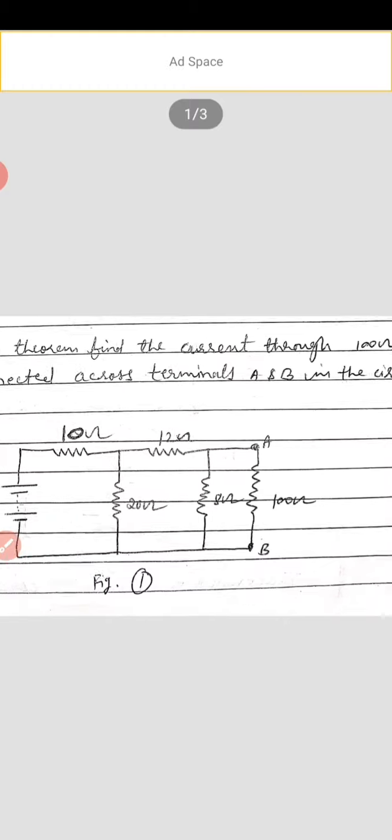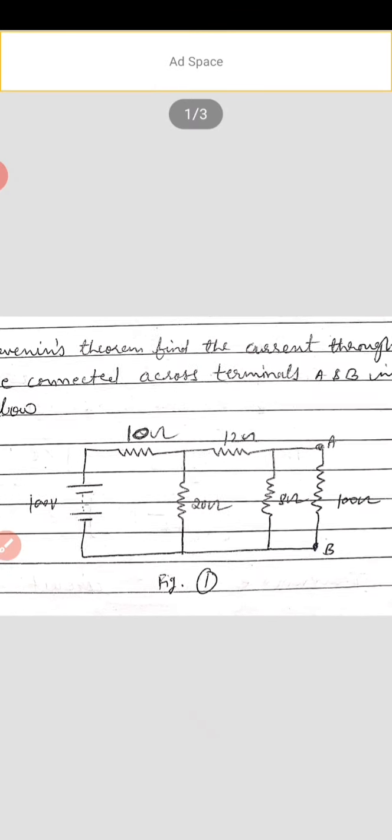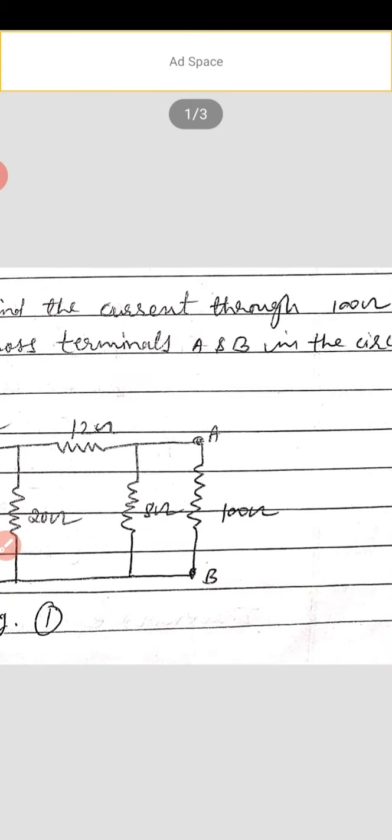The problem is as follows. Using Thevenin's theorem, find the current through the 100 ohm resistance connected across terminals A and B in the circuit of the figure below. Now, the circuit is as follows. And now we have to find out the current through the 100 ohm resistance which is connected across the terminals A and B.